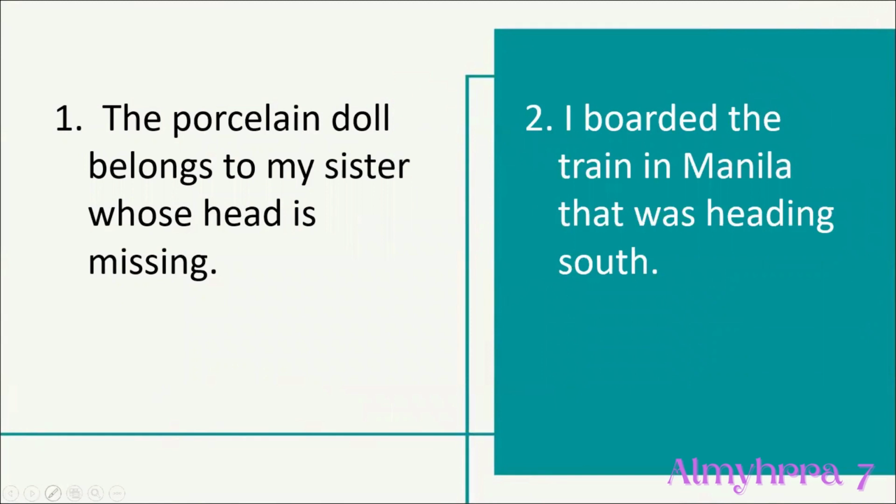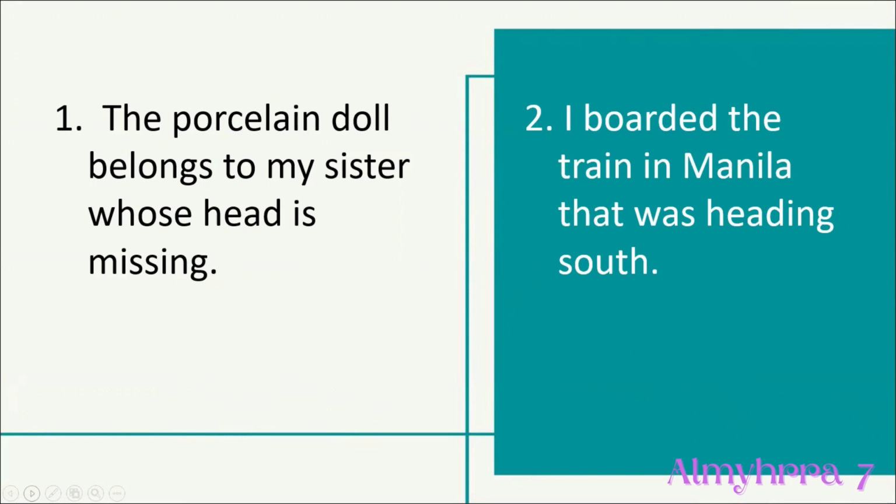First sentence, the porcelain doll belongs to my sister whose head is missing. Number 2, I boarded a train in Manila that was heading south. Number 1, can you tell me the modifier here? What type of modifier can you see on the first sentence? How about on the second sentence? Well, you must learn to spot first the modifier so you will know whether it is misplaced or not.